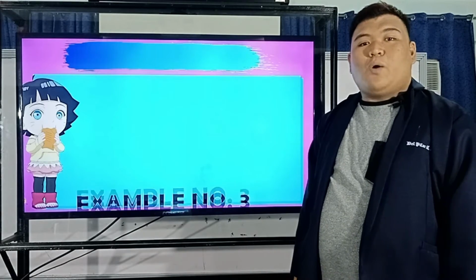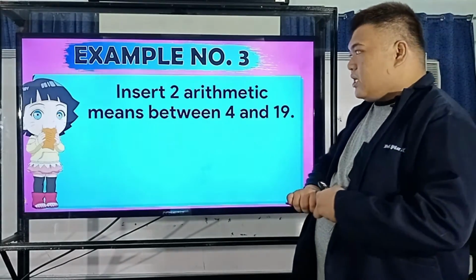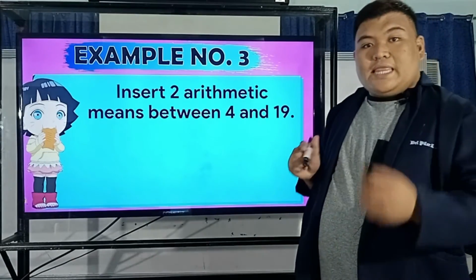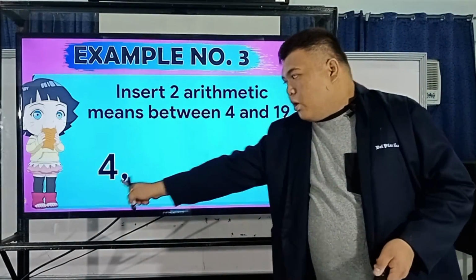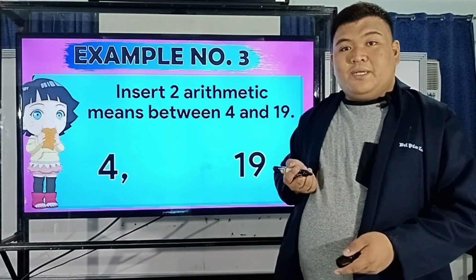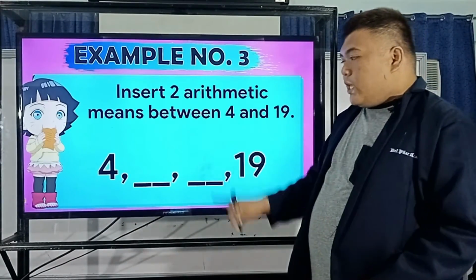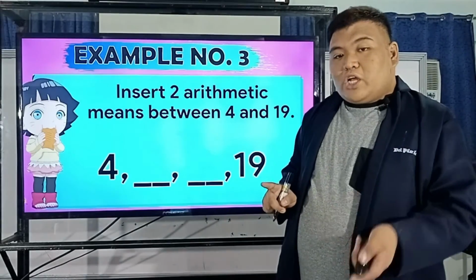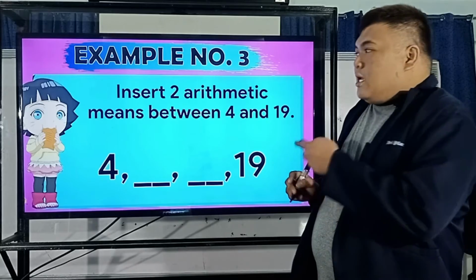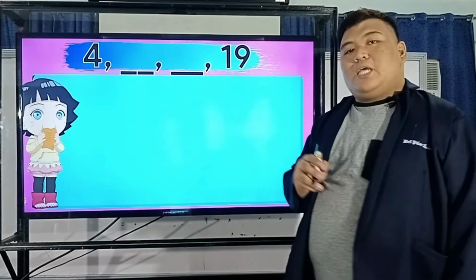Okay, so let's have our third example. In this example, we just need to insert two arithmetic means between 4 and 19. So that means between 4 and 19, ilang blank na lang yung ilalagay ko? Tatlo pa rin ba? We just need to insert two more lines to indicate the two missing terms between 4 and 19. The same thing kanina. Let us determine first the common difference of the sequence.